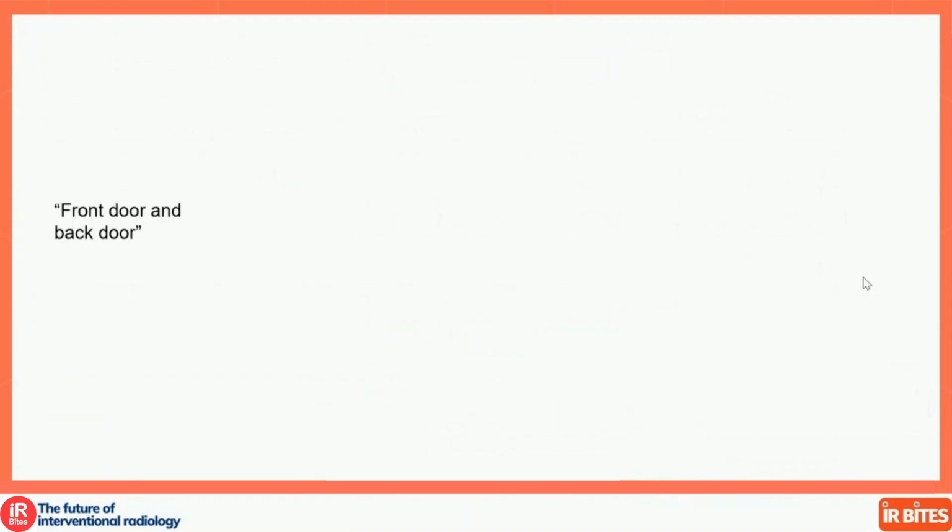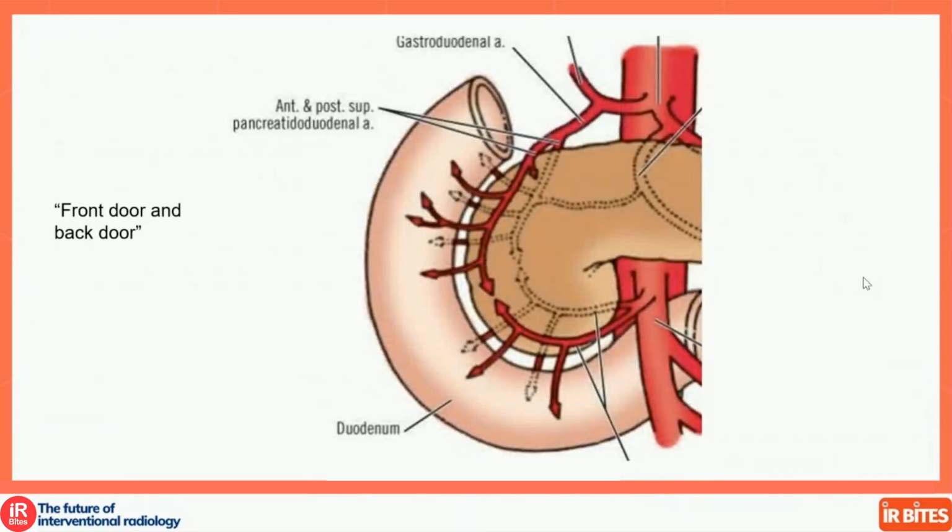So this is what I mean by treating both sides of a bleeding point. We call it closing the front door and the back door. So here we've got the duodenum curving around the head of the pancreas with the gastroduodenal artery. And we have a bleeding point here. So this is bleeding from branches of the GD. So we go in, we get a catheter to the celiac axis and take a microcatheter into the gastroduodenal artery. And we see the bleeding. So we deploy some coils.